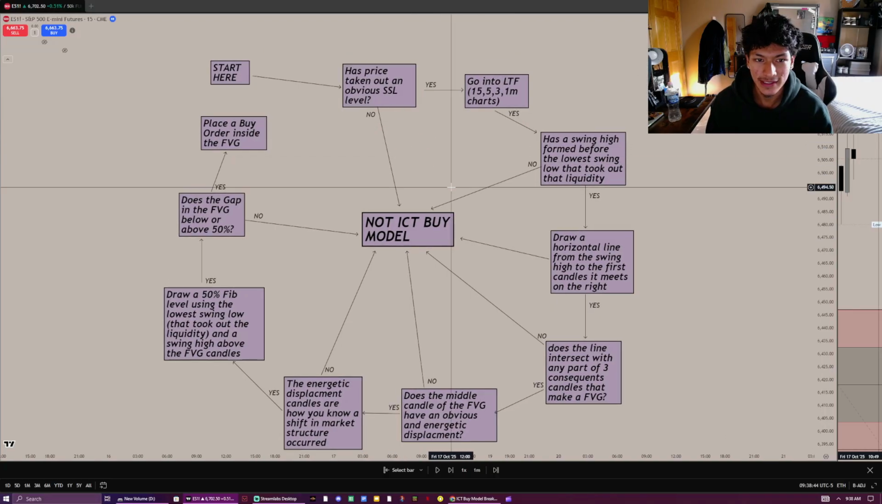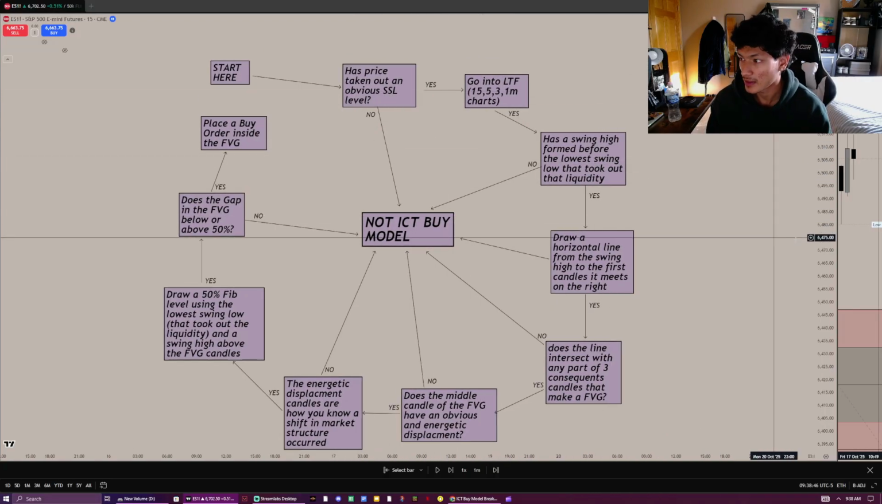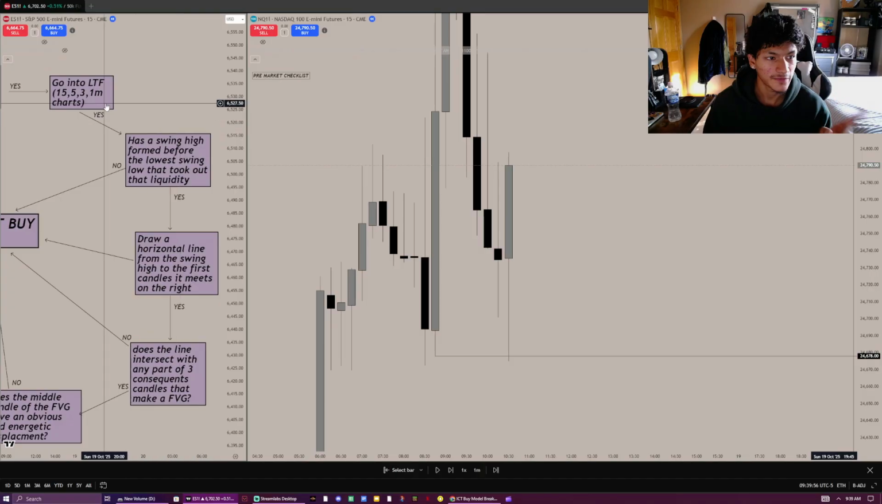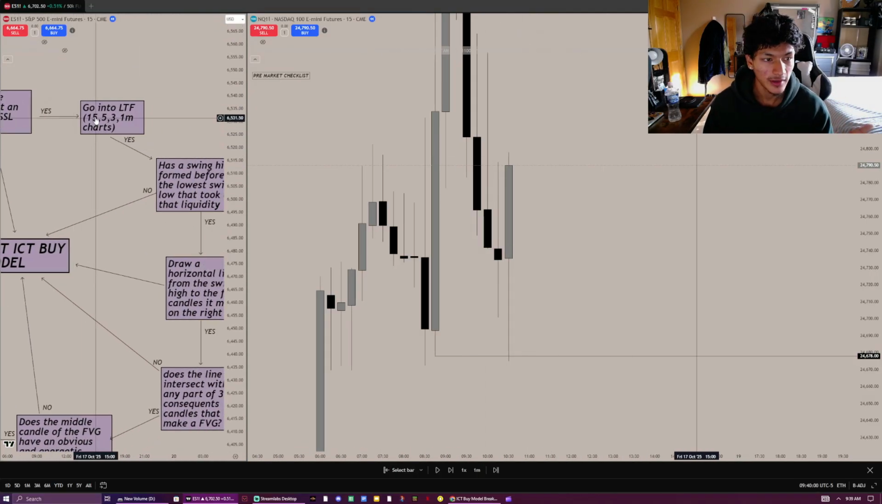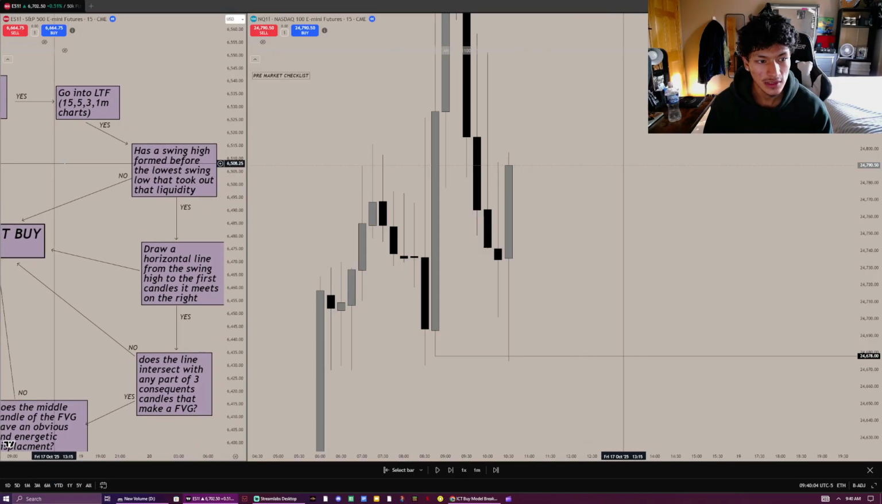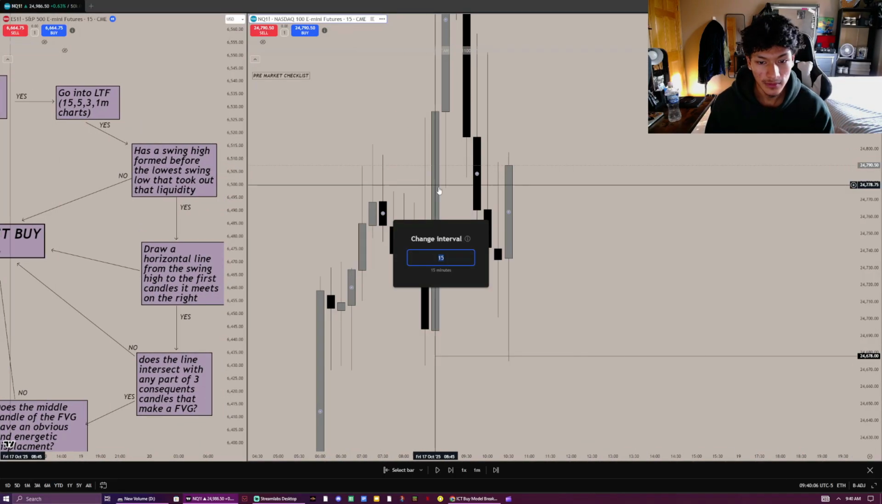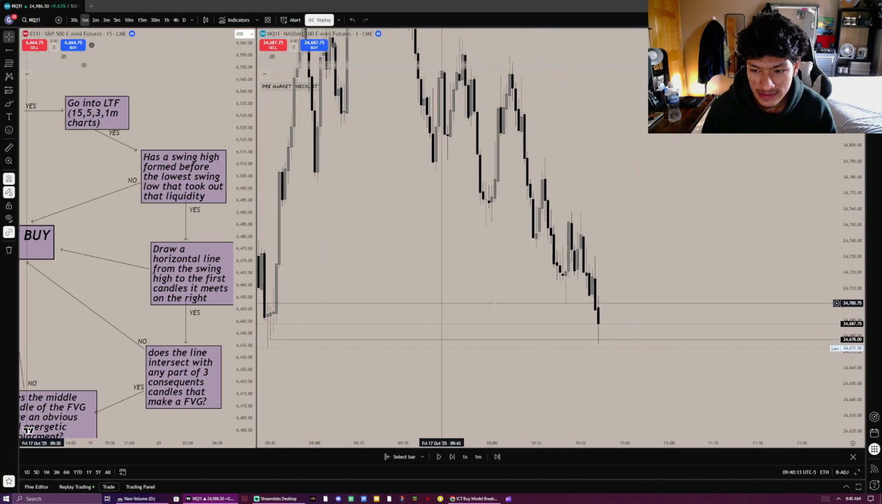So, has price taken out an obvious sell side level? All right, let's look for that. If yes, we move on and go into the lower time frame, the 15, 5, 3, and 1 minute charts. So we'll go into the 1 minute. All right, so we had that sell side sweep there.